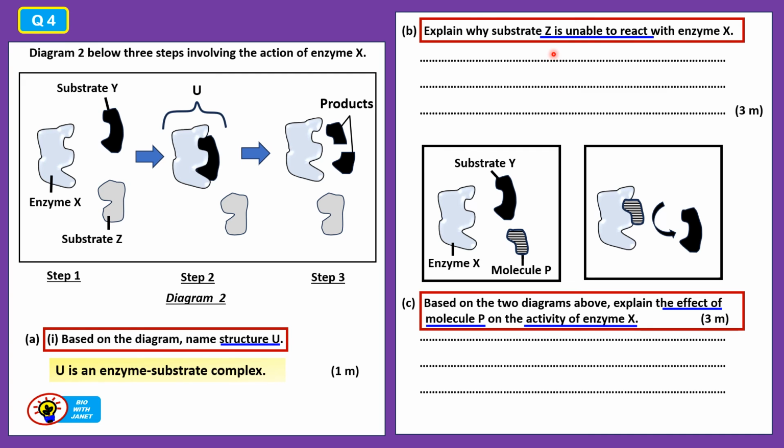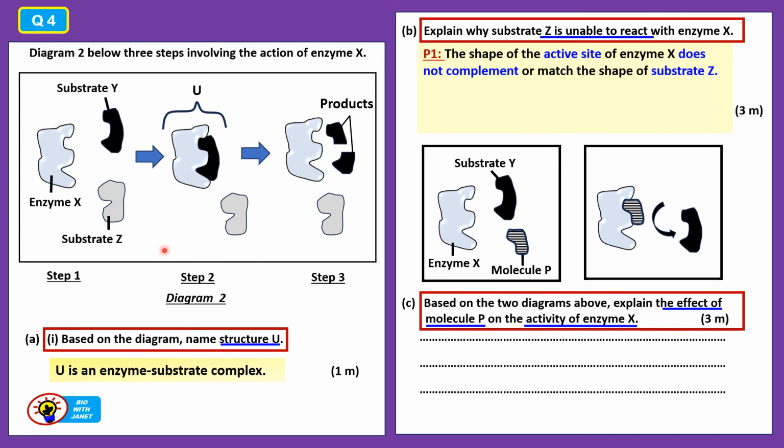Now, number 2, explain why the substrate Z is unable to react with enzyme X. What is your answer? So try and plan an answer first. Okay, let's do the answer. The shape of the active site of enzyme X does not complement or match the shape of the substrate Z. So you can see here the shape of this active site does not match the shape of the substrate. It's not complementary to the shape of the substrate Z.